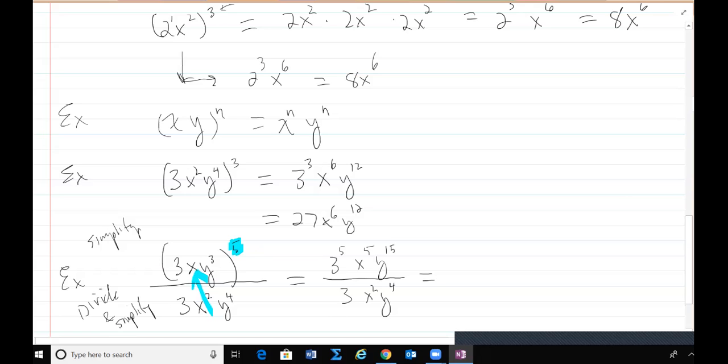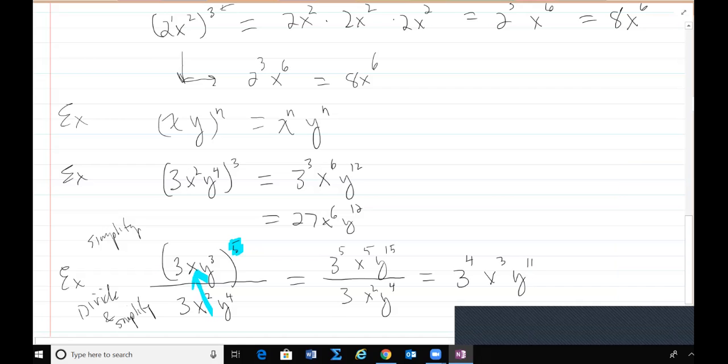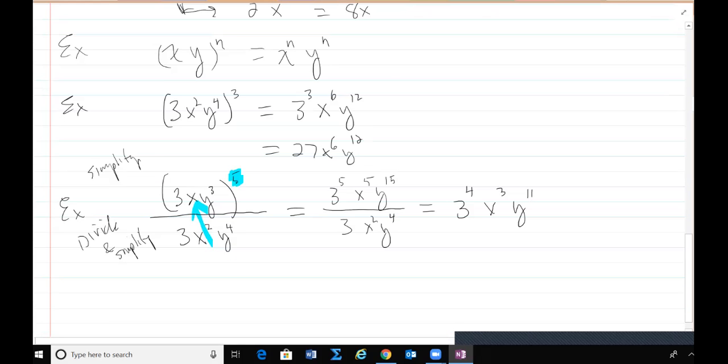Now I'm ready to do my simplification rules. So I got 3 to the 4th, I have an x to the 3rd, and I have a y to the 11th. And that's how we could leave it. We might do one more simplification here. 3 to the 4th is not too large. We can write it as an 81.